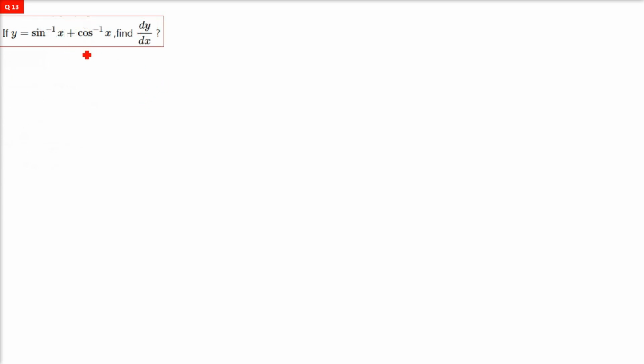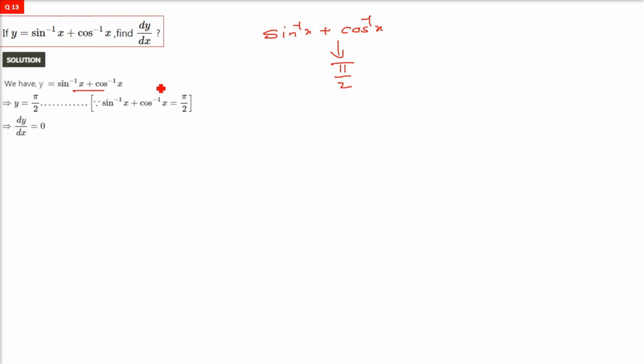y is equal to sine inverse x plus cos inverse x. We have to find dy/dx. So sine inverse x plus cos inverse x, and you know this by trigonometry that this is equal to pi by 2. So we have to use it directly. y is equal to pi by 2. So what is dy/dx? When it is pi by 2, it is going to be 0.